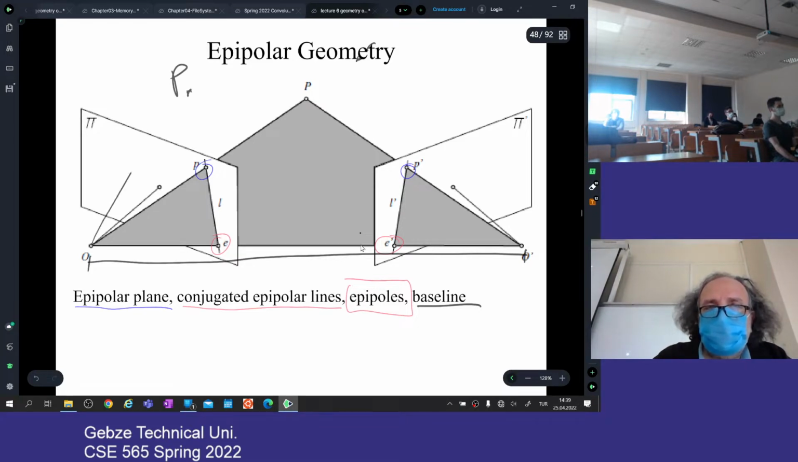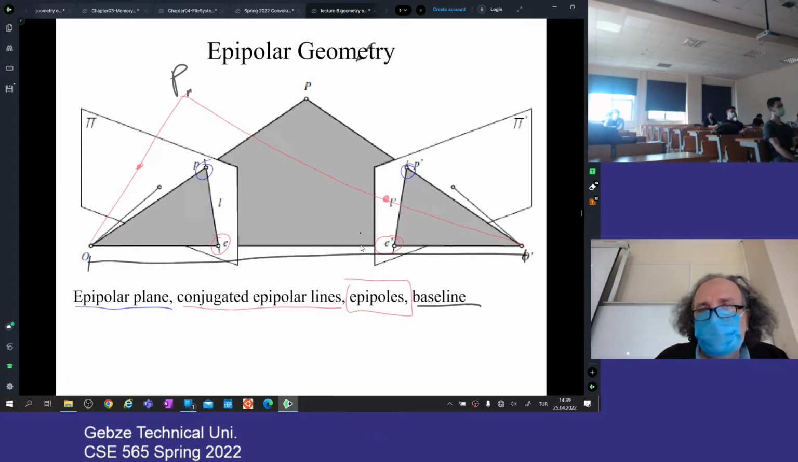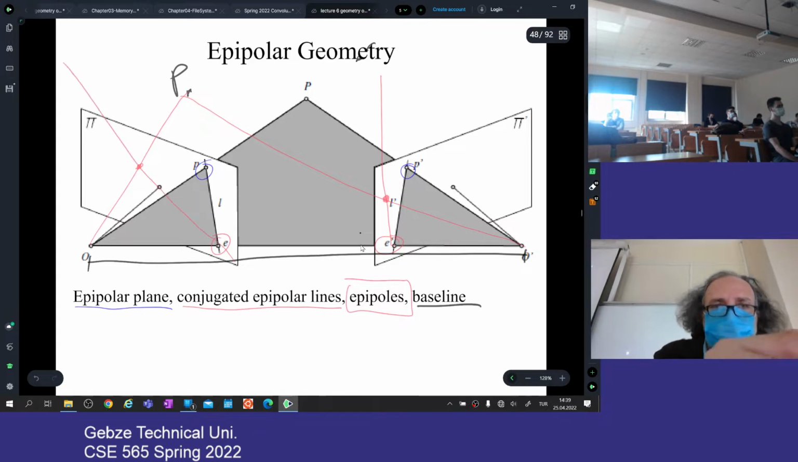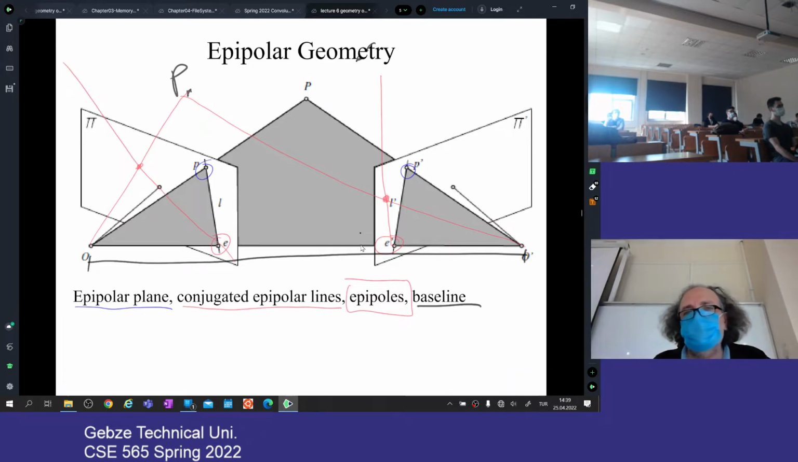Okay, so I will have a new, let me use a different color, maybe red. I have a new epipolar plane. Okay, this P prime will be here, this one will be there, maybe, right? And the conjugated epipolar lines will be, in this case, this one and this one. So I have two new conjugated epipolar lines.